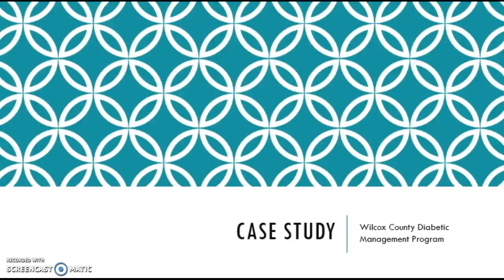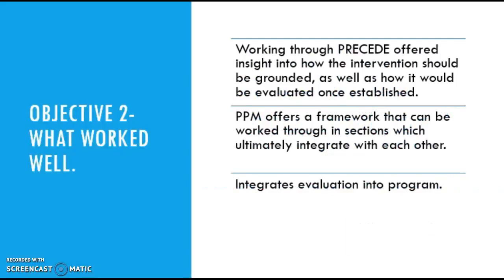So moving into the case study for the Wilcox County Diabetic Management Program, we'll look at Objective 2 and what worked well. So working through PRECEDE offered insight into how the intervention should be grounded as well as how it would be evaluated once established. So PPM seems to be a relatively cyclical model that allows for adjustment and a look at, again, where did we start in the community and what were the problems and how can we intervene and then evaluate, and then you can return back to that PRECEDE portion to continue the sustainability of that program.